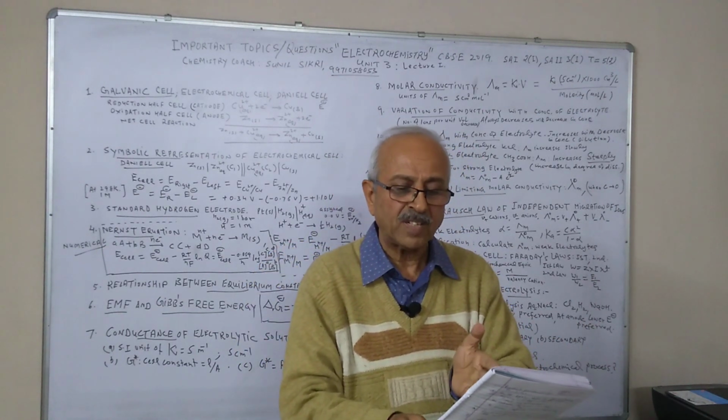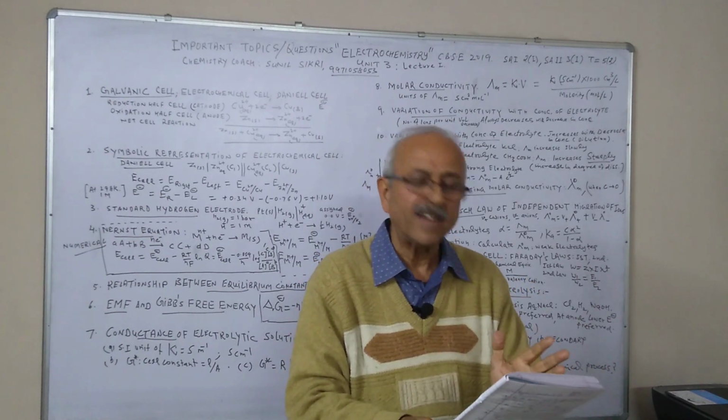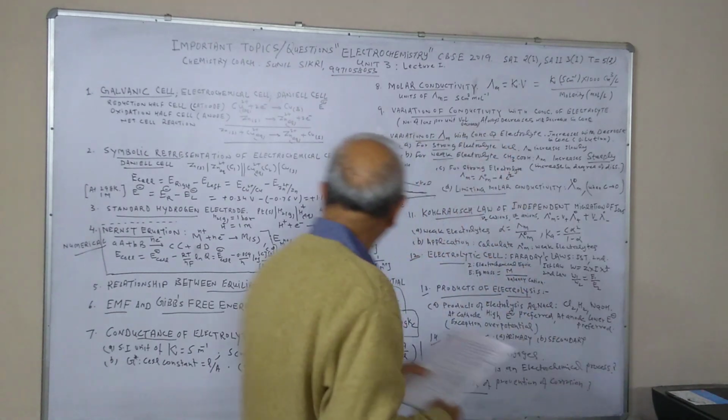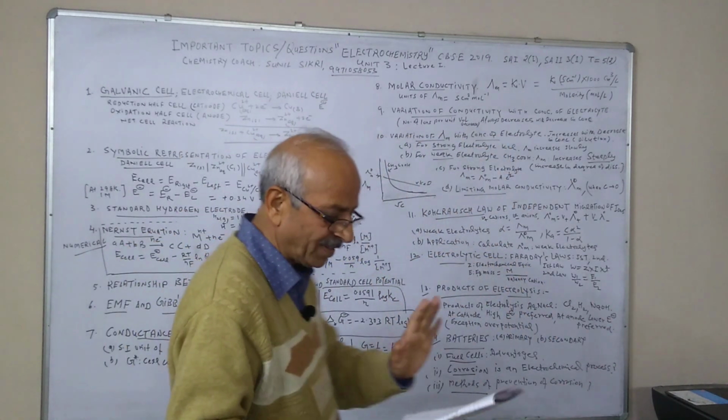So you are given the standard cell potential value. Use the Nernst equation. A very important numerical will be there on the Nernst equation. Again and again I am saying.